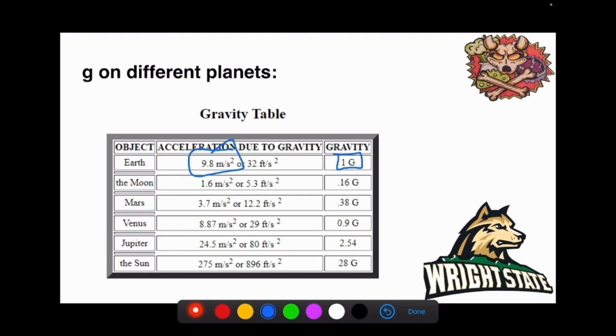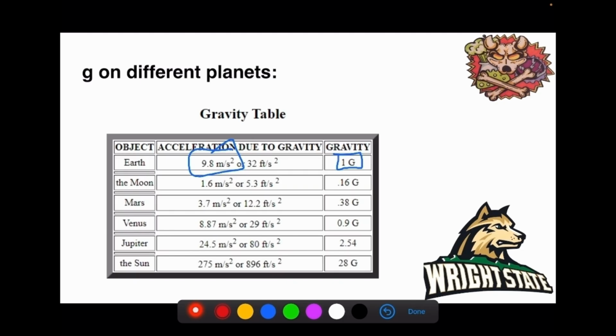Okay, so here I've got a list of several different objects in the solar system, comparing their gravity together. So Earth is 9.8 meters per second squared, 32 feet per second squared. We call that 1g. The moon is about 1/6 of Earth's gravity. So you've seen footage of astronauts jumping really high on the moon. That is why, right? Because the gravity on the moon is 1/6 the strength that it is here on Earth. So objects take a lot longer to fall back down.